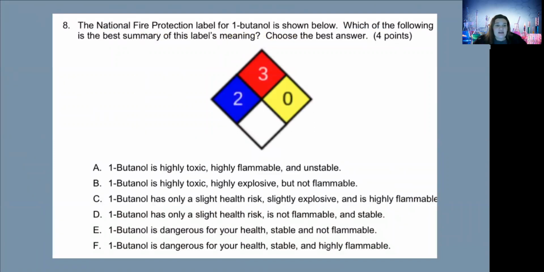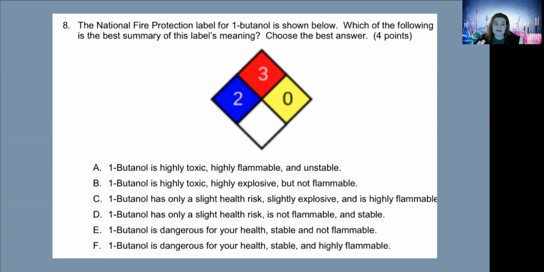All right. So the National Fire Protection Association label for 1-butanol is shown below. Which of the following is the best summary of the label's meaning? Okay. For questions like this that are multiple choice, I like to establish what's going on in my own head when I look at this before I look at the answer choices, because I get confused easily, right? My brain kind of runs all over.